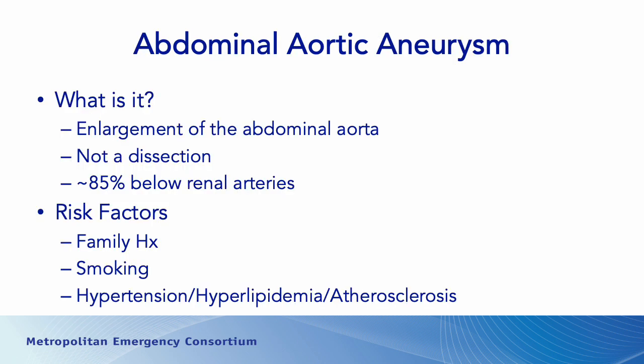Moving on to talk about the aorta, we'll talk about abdominal aortic aneurysm. Typically, these are in the abdominal aorta. It's an enlargement of the abdominal aorta. It's typically something that develops over time. It is not a dissection. A dissection is an acute event. An abdominal aortic aneurysm is an event that forms over time.